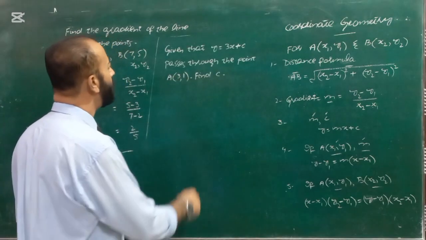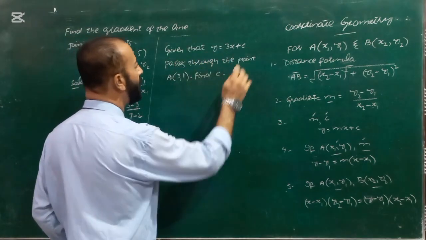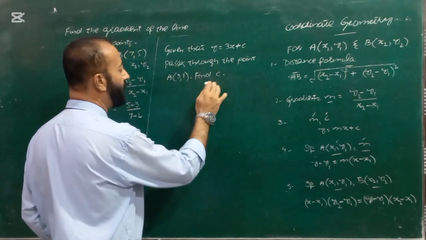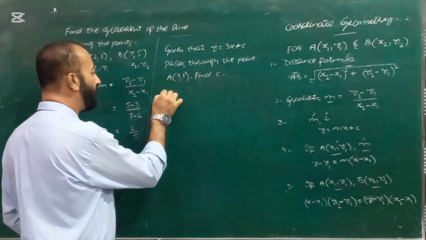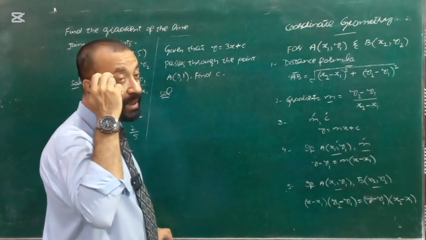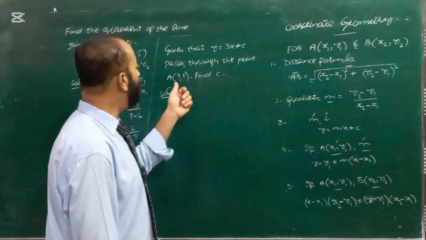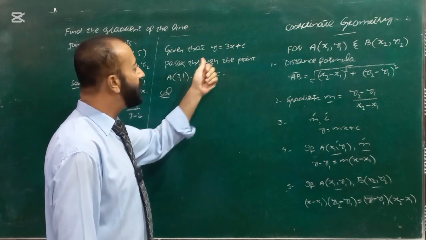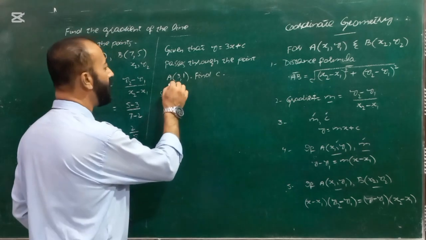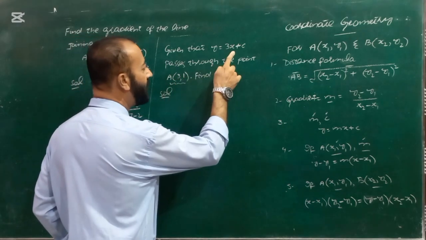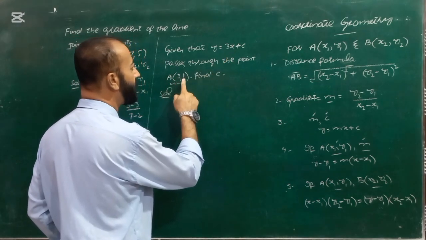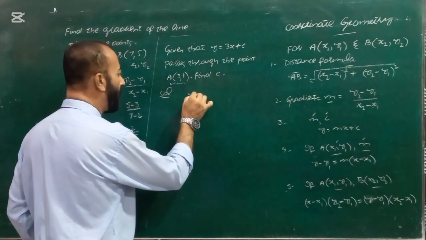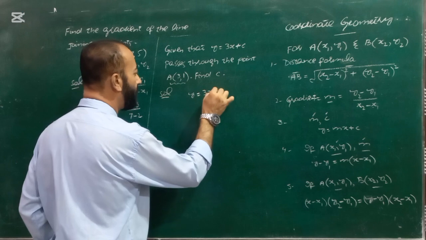Here is another question. The statement is given that y is equal to 3x plus c passes through the point A (3, 1). Find c. So another concept for you, remember it and listen carefully. If a point lies on any line, then that point will satisfy the line. So look now, this point will satisfy this line. So we will put these values of x and y in place of x and y in the line. So the line is y is equal to 3x plus c.